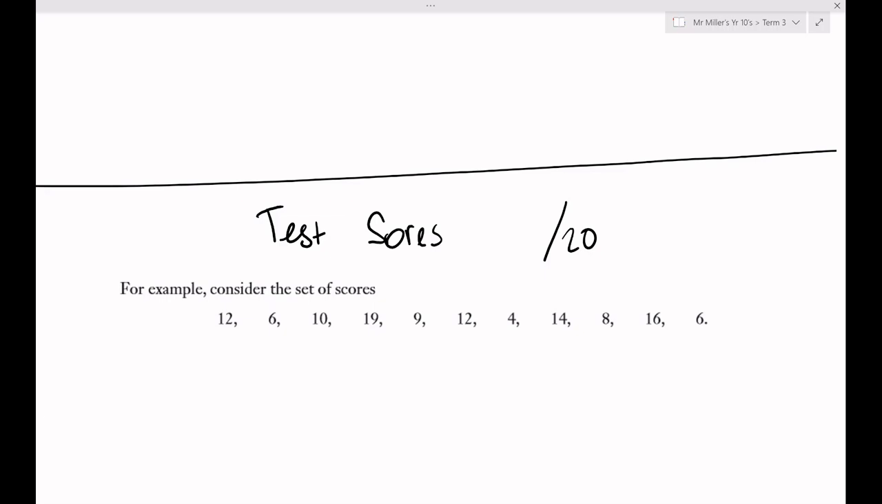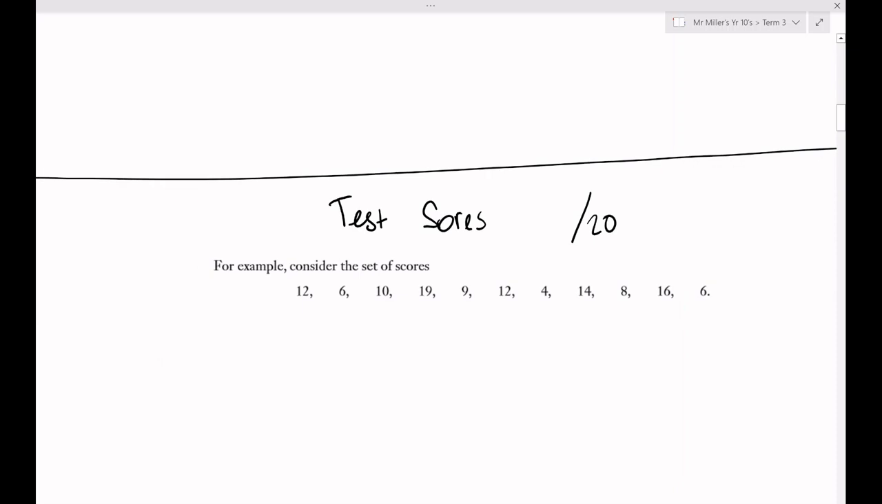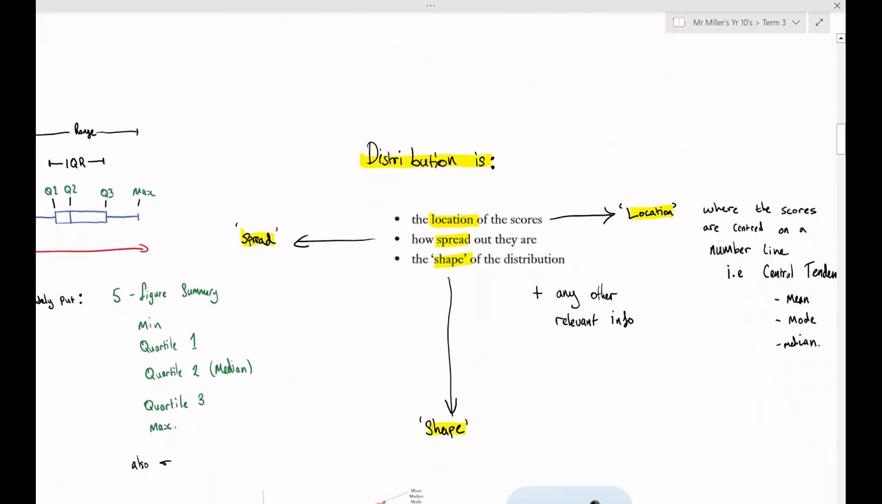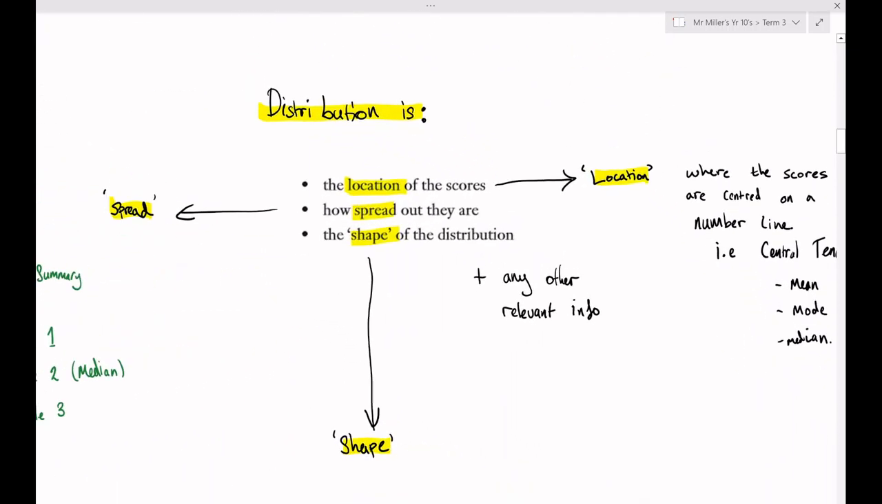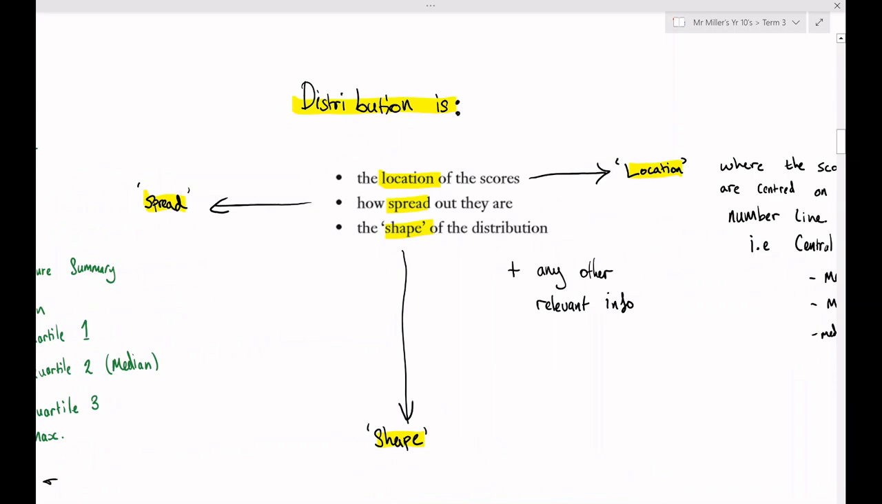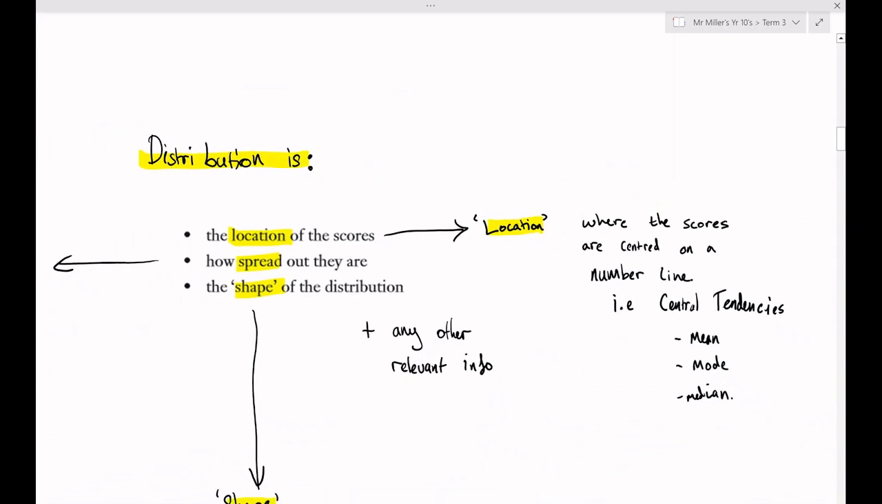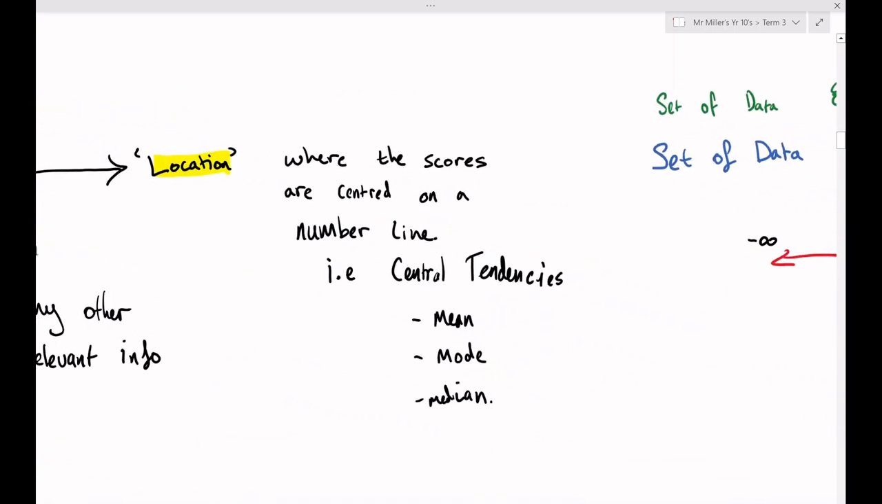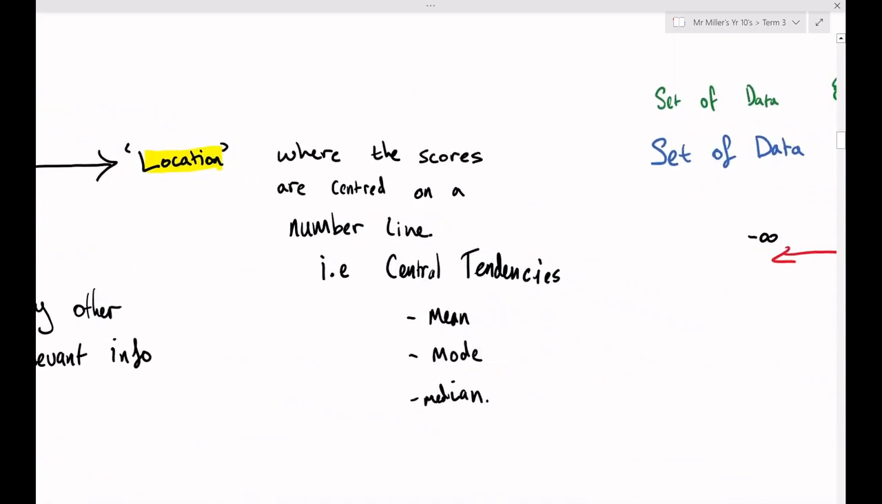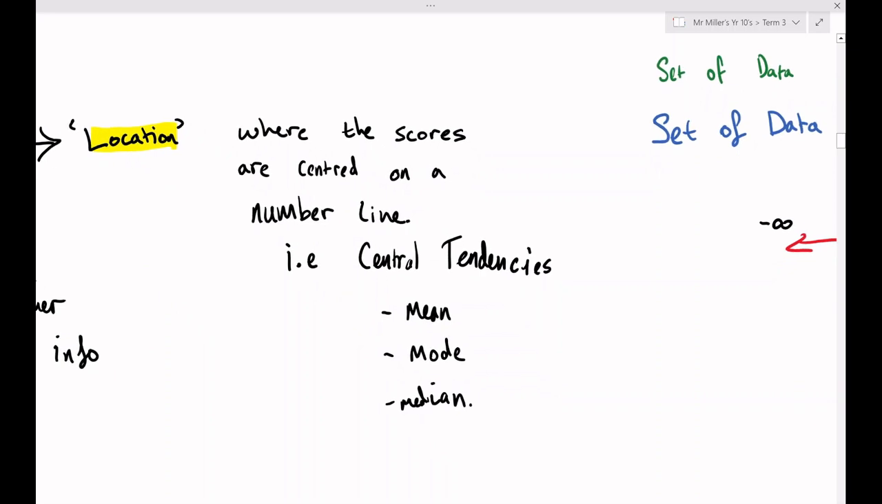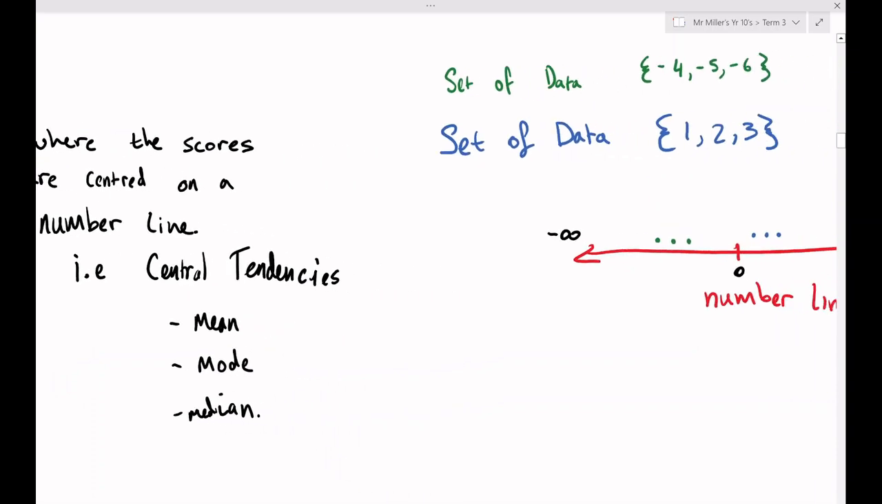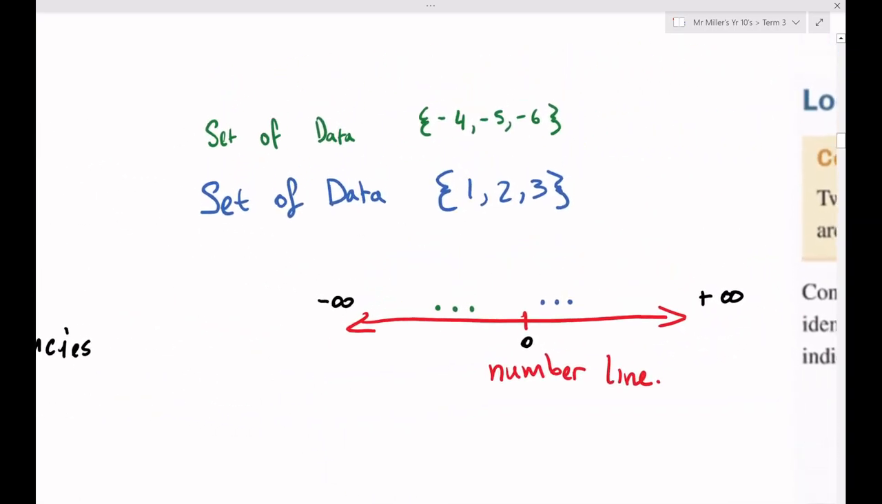If I wanted to summarize this data, well, summarizing any data, I have to look across three separate domains. So first, we'll talk about location. So location of data, that's essentially saying where the scores are centered on a number line. So examples of measures that tell us where scores are centered on a number line are the mean, the mode, and the median.